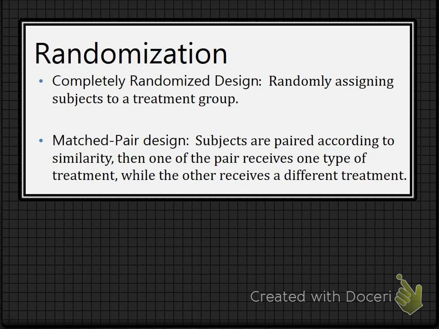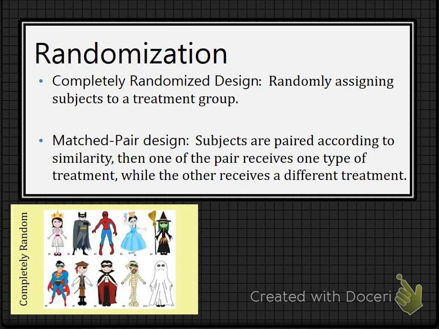Number one, you can just completely randomize, right? So you can take all of your subjects, like these 10, and just start pulling names out of a hat, right? And say, you get the treatment, you get a placebo. Treatment, placebo, treatment, placebo. And just randomly pick their names out of a hat, okay?